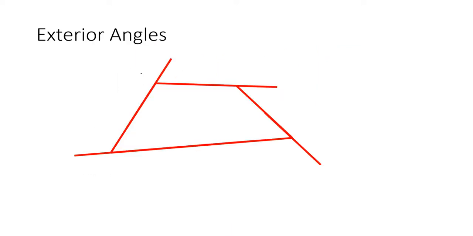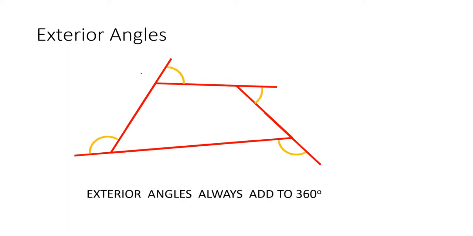Exterior angles are just straight lines coming off of your shape. And this is another quick note to add to your notes: all of your exterior angles, when you add them together, will equal 360 degrees.